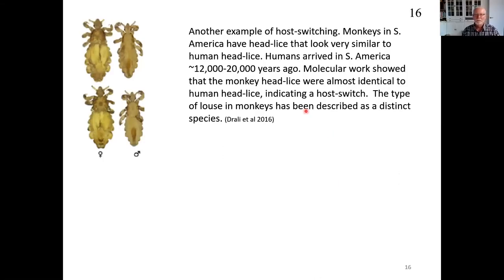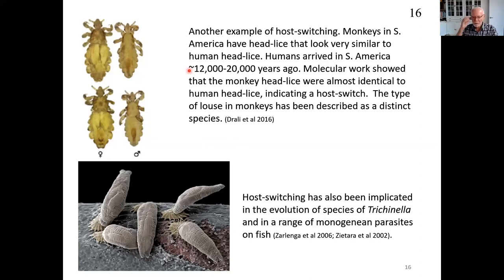Another example is this one. Humans arrived in South America. Well, it's a little unclear, maybe between 12,000 and 20,000 years ago. Monkeys in South America have a headlouse species which looks very similar to the human headlouse. And it seems pretty clear now that the monkey headlouse in South America has come from humans as a result of a host switch after humans arrived in South America. The monkey headlouse is now regarded as a distinct species different from the human one, but it arose as a host switch from humans sometime in the past.